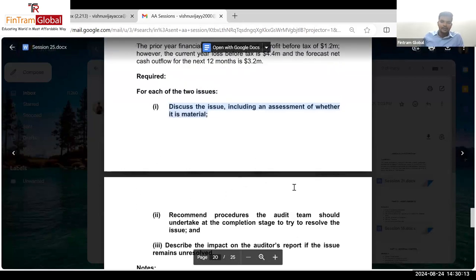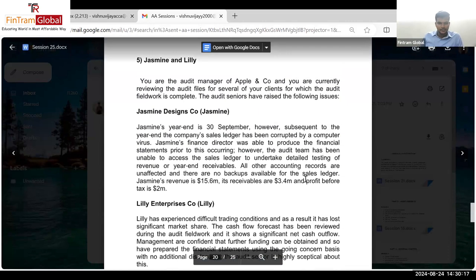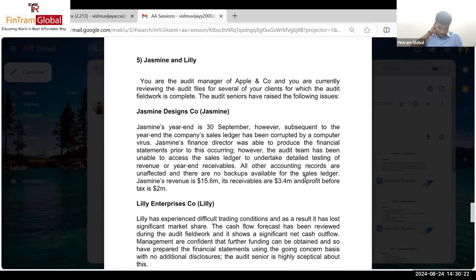You have to recommend the audit team certain completion stage procedures as well. So what can the audit team do? And then we have to write the substantive procedure of the receivable. What all procedures can you write? First of all, remember, this is the completion stage. So in the completion stage, I don't think we can write things like obtain correspondence or anything.